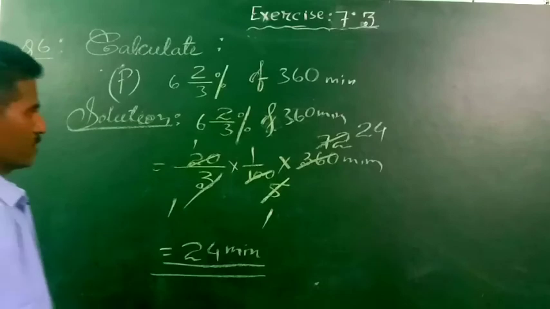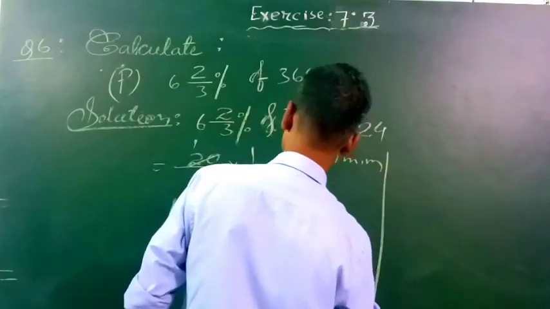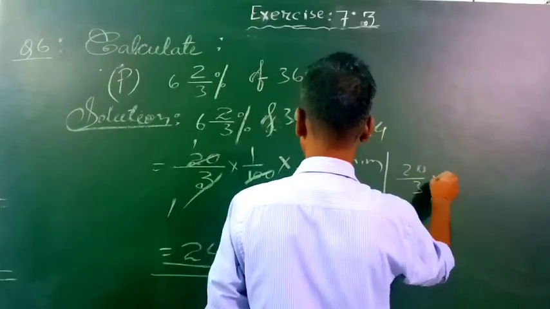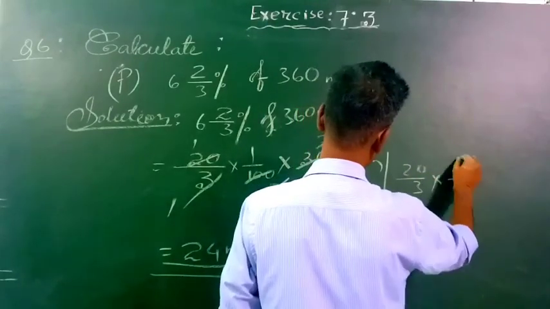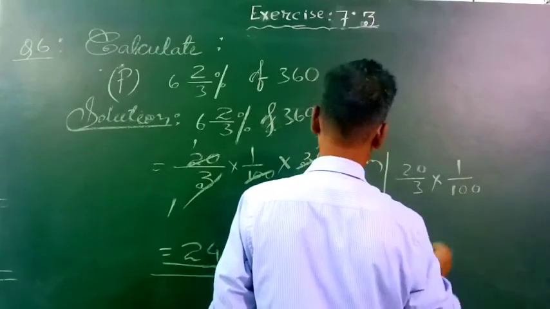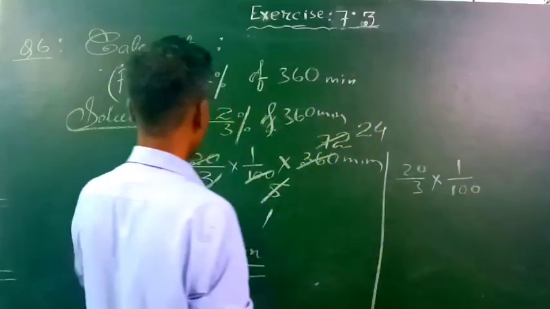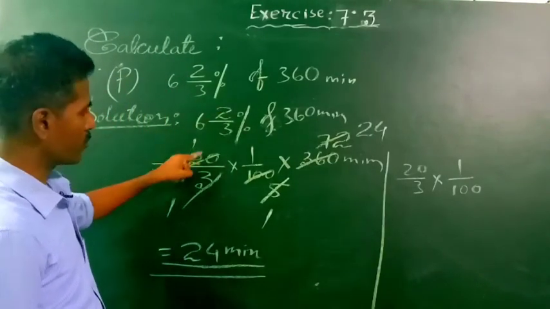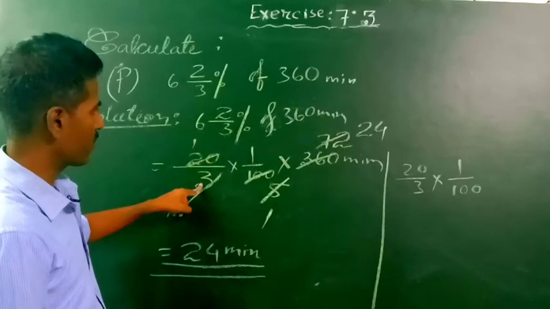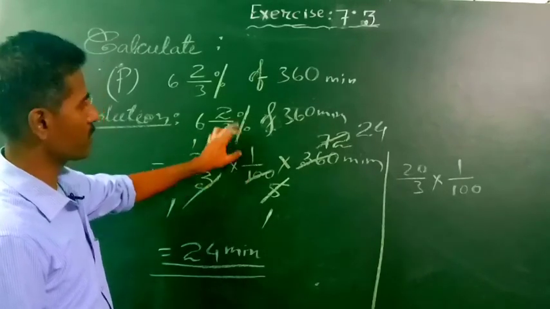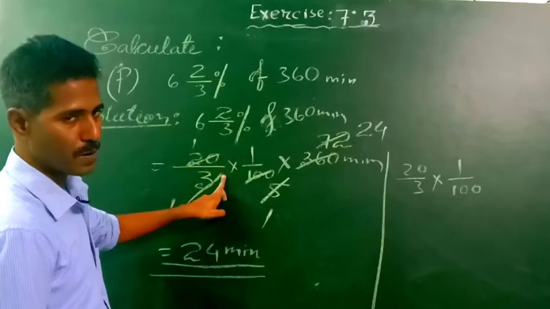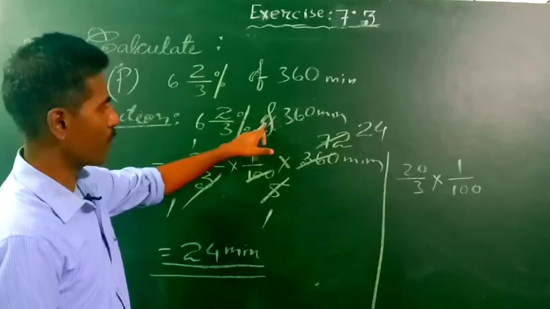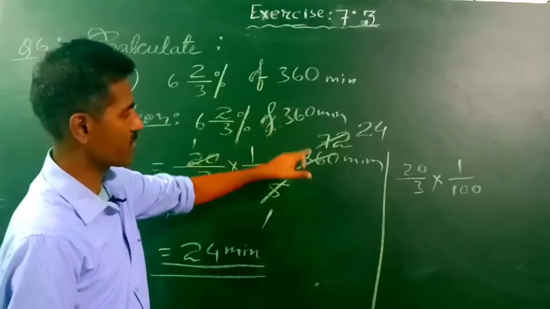This division, if you don't know that big table, you can do step by step also, no problem. See, 20 by 3 into, for percent we write 1 by 100. This 1 by 100, from where? This 20 by 3, you got 3 times 6, 18 plus 2, 20 here, and this 3 is this 3. But this 1 by 100 from where? Because percent is there, we are not writing the percent. So instead of percent, we have written here 1 by 100. Of into, and this 360 minute.